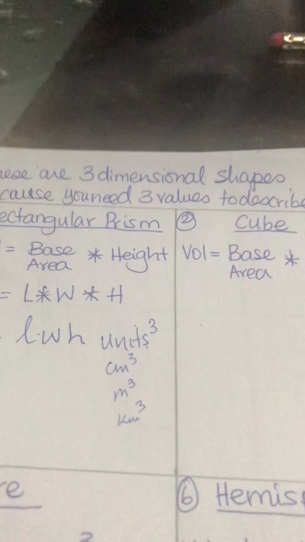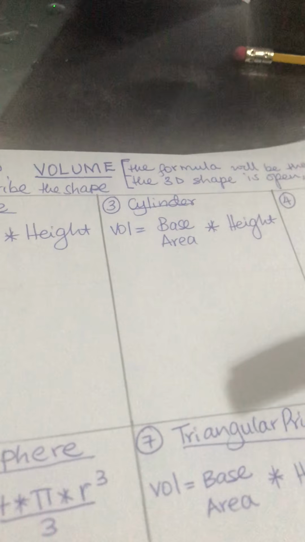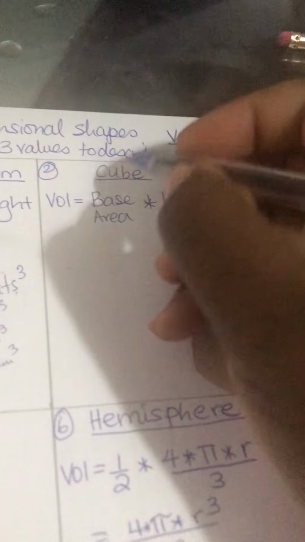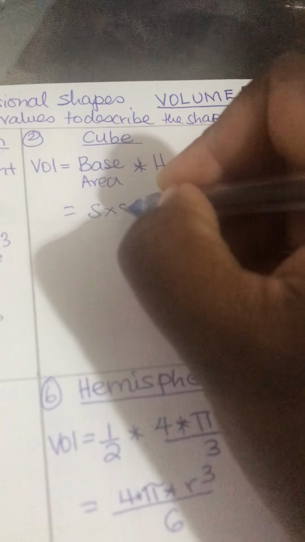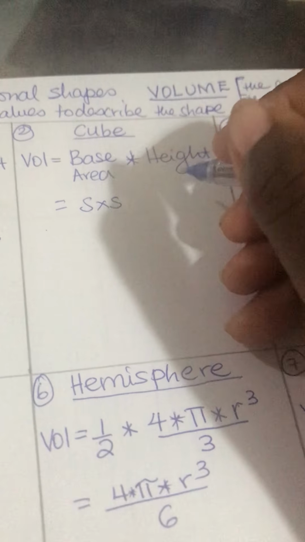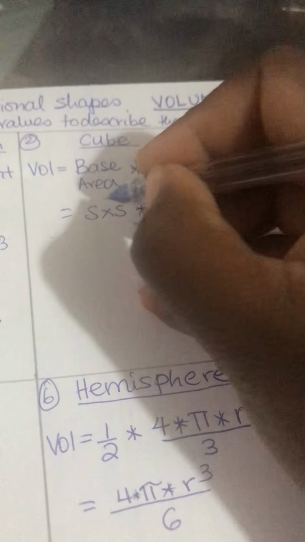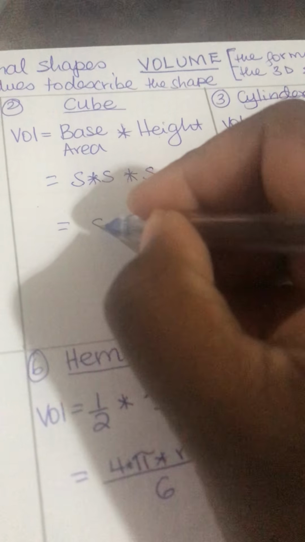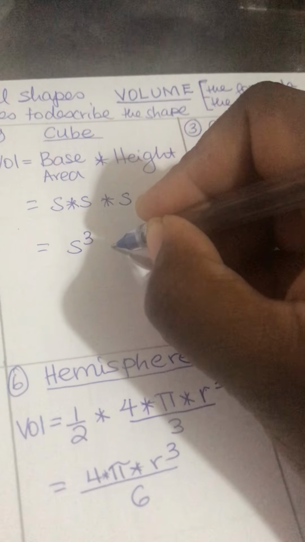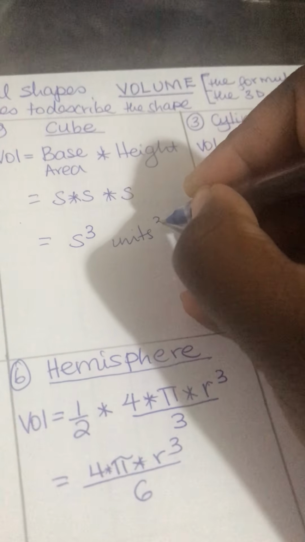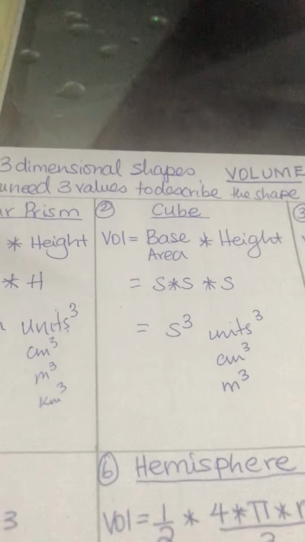All right. Now let's do for a cube. So we know that a cube is made of square faces. So the base is a square. So how do I find area of a square? Side times side. And the height is also made by a square. So that will be another S. So how do I write this? S cubed. Okay. And my units also will be cubed. Or centimeters cubed or meters cubed, like that.